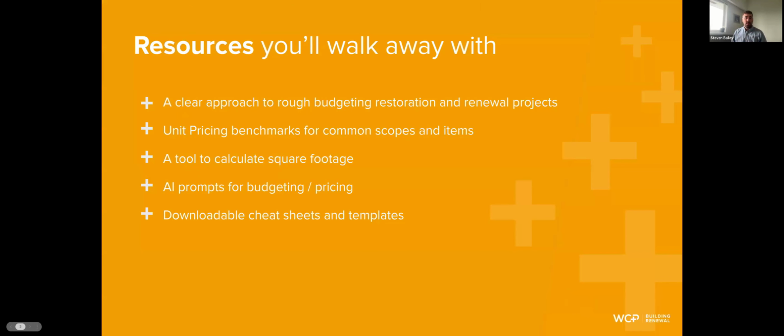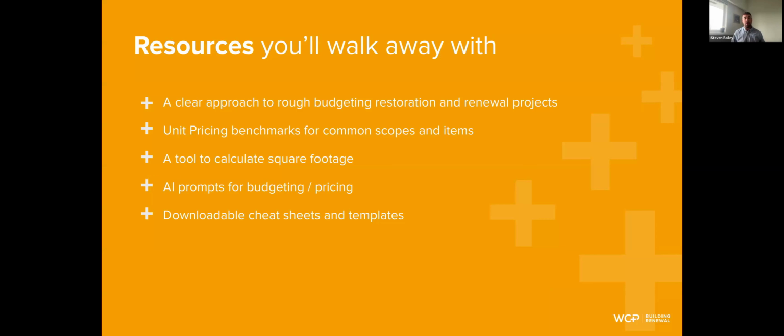So here's what you can expect from today's session. By the time we wrap up today, I'm hopeful you're going to walk away with a clear approach to rough budgeting for restoration and renewal projects. We're going to be going through unit pricing benchmarks for common scopes that we find come up quite often. We're also going to be going through a simple tool that's able to calculate square footage without really leaving your desk. That's a fun one.